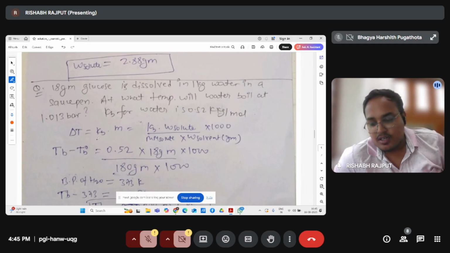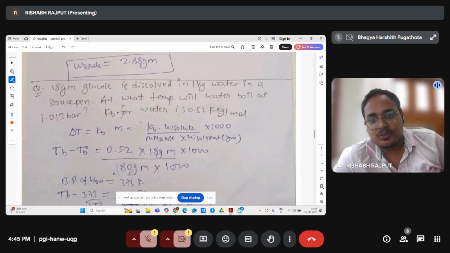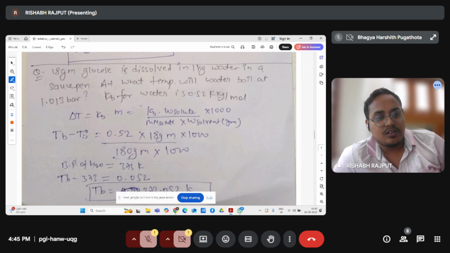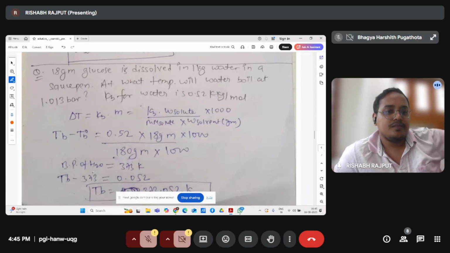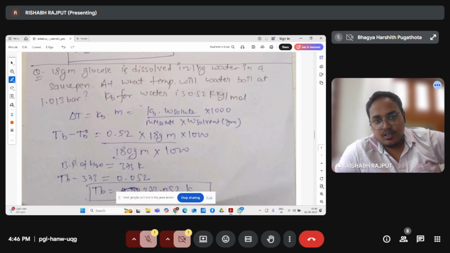You know the delta T formula is Kb into m, and m is the molality here: weight of solid upon molar mass of solid into weight of solvent. Delta T we can write as TB minus T naught B. T naught B is the boiling point of pure water, and TB is the boiling point of solution. The boiling point of pure water is 373 Kelvin. If you add 273 plus 100 degrees Celsius, you will get 373 Kelvin.